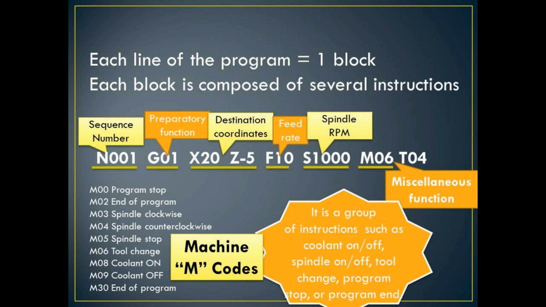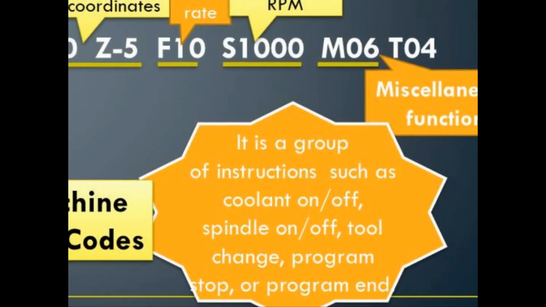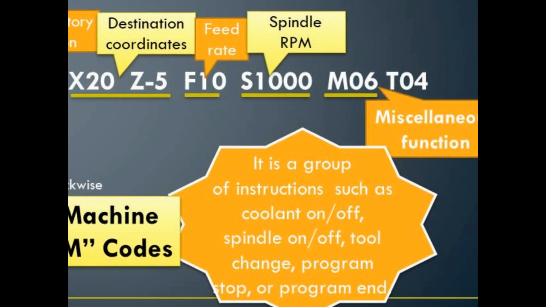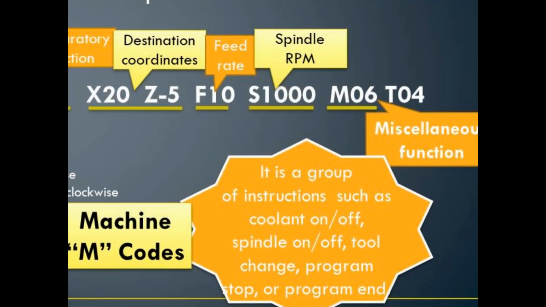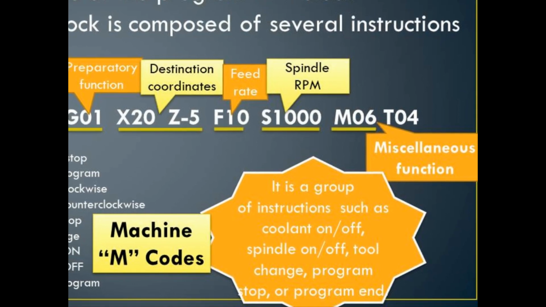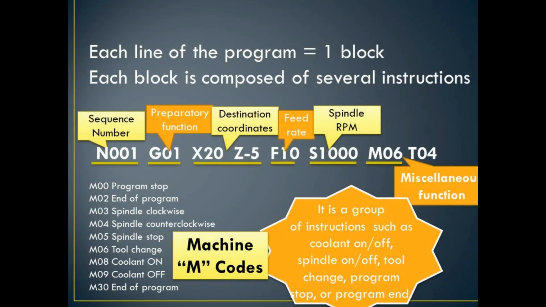The next one is M codes, that is known as miscellaneous functions or machine codes. It is a group of instructions such as coolant on, off, spindle on, off, tool changing, program stop, program end. Here some examples are shown.